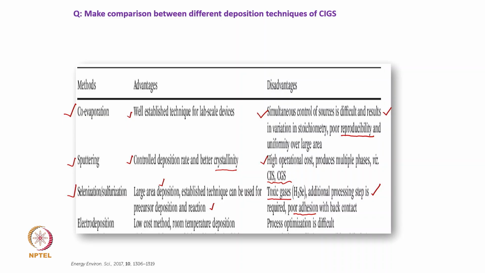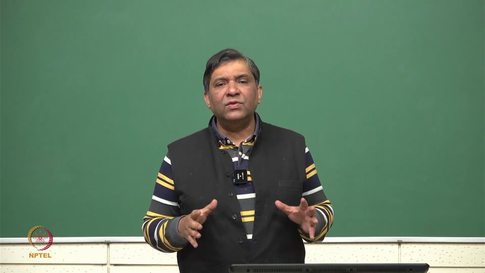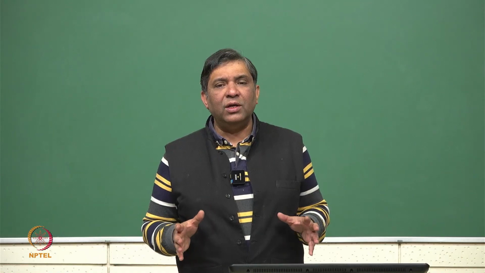The last one, which is also widely studied, is electrodeposition. The main advantage of electrodeposition is that it is low cost and also a room temperature deposition. So, it is a very simple deposition with low cost and room temperature, but when we want to make a proper film in a large area, process optimization is quite difficult in case of electrodeposition. So, these are a few advantages and disadvantages of different techniques.